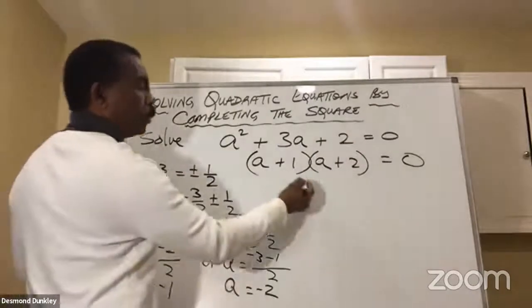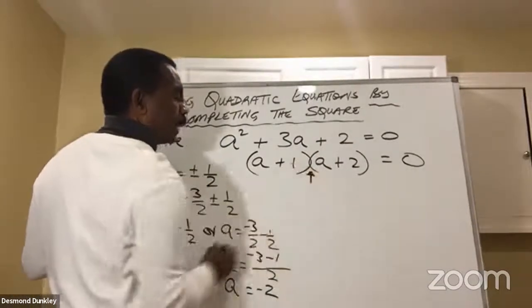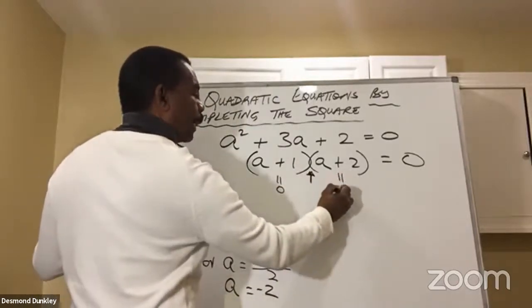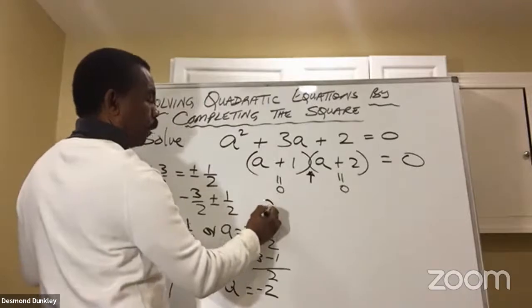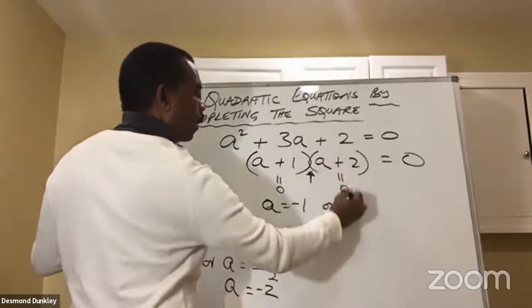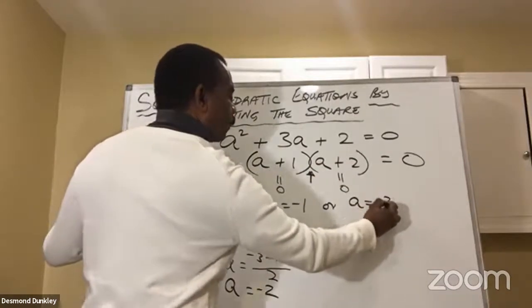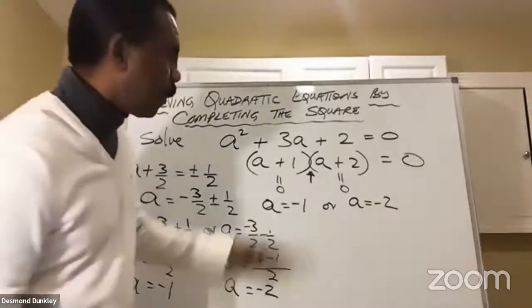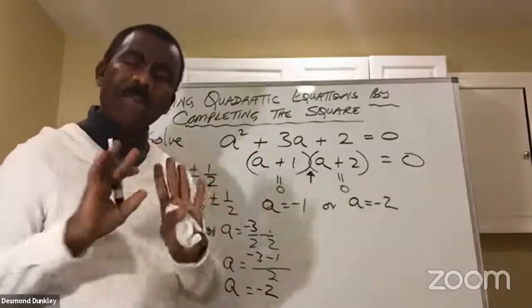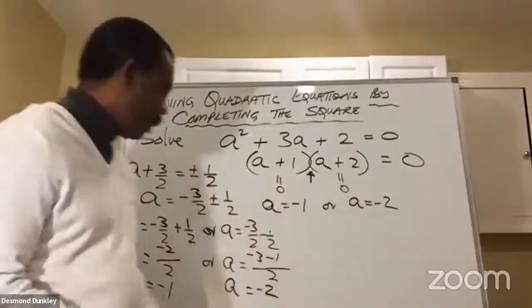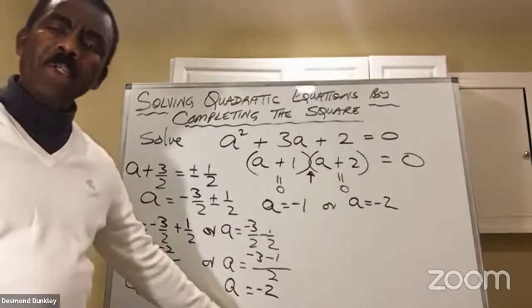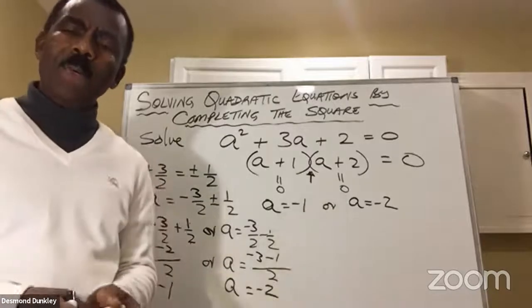And from this, using the zero product property, you put this equal to 0, you put that equal to 0, and therefore you end up with a equal to -1, or from here, a equal to -2. We used the zero product property in a previous session. So that's why I'm applying it now, because I've taught that as a principle before. And those two answers are exactly the answers we got with completing the square.